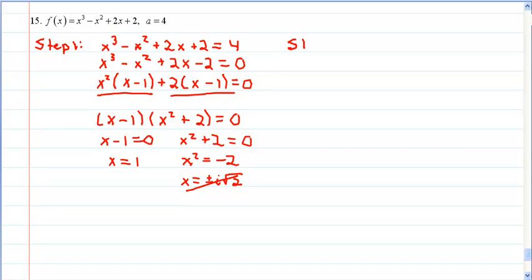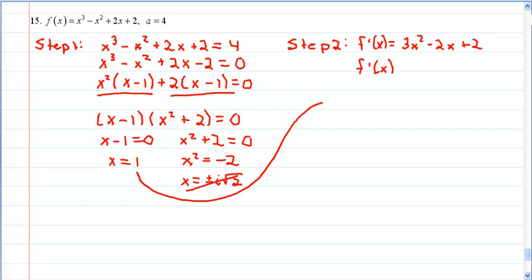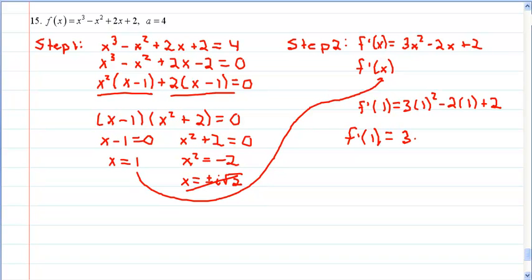Now when I move on to step 2, I'll be finding f prime of 1. So step 2, I find the first derivative of f of x, which is 3x squared minus 2x plus 2, and I'm finding f prime of 1 because that's the answer from step 1. I always find the first derivative of my answer from the previous step. So f prime of 1. And I place 1 in for all of the x's, and I get f prime of 1 is equal to 3 minus 2 plus 2 which is equal to 3.